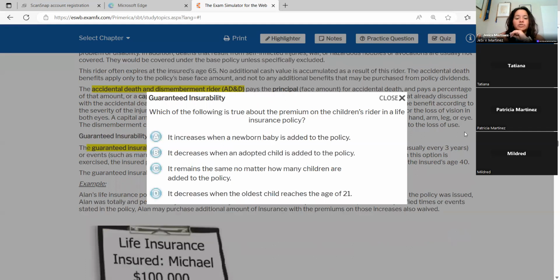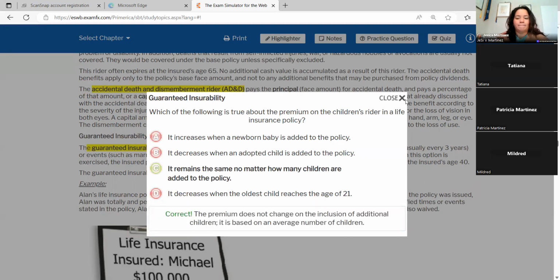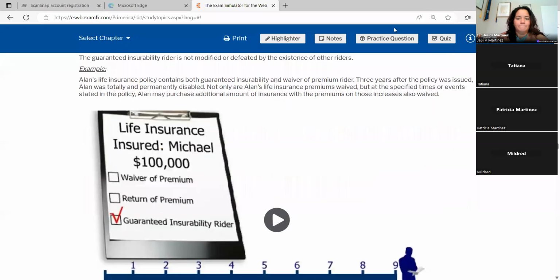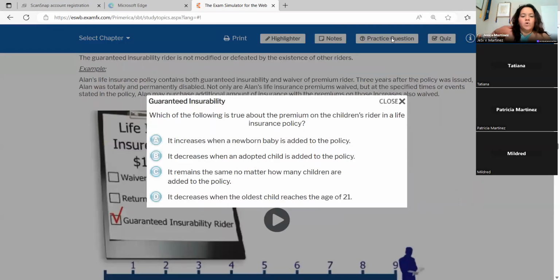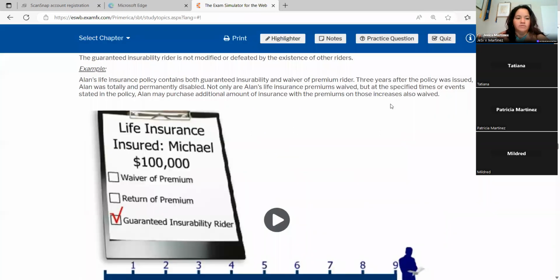Which of the following is true about the premium on children's rider in a life insurance policy? A, it increases when a newborn baby is added. I think we saw this one, right? Yeah, C. C, remains, yep. Which of the following, pero caramba, we just saw it.